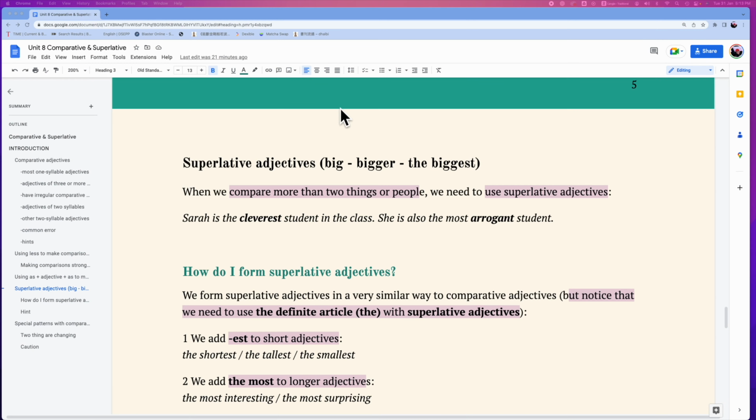Let's take a look. The use of superlative adjectives is essential when comparing more than two things or people. A superlative adjective is used to indicate that one thing or person is the most or least of a certain quality among a group. For example, Sarah is the cleverest student in the class. She is also the most arrogant student.